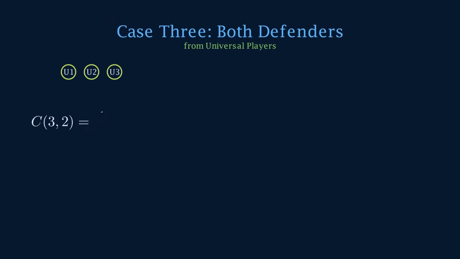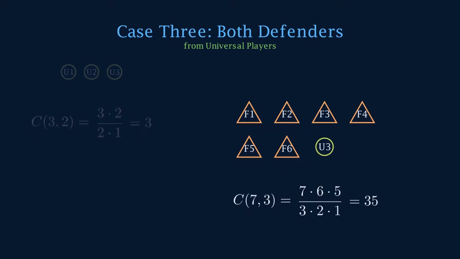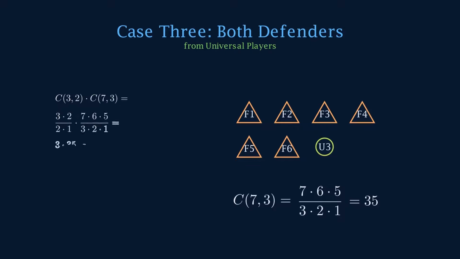Case 3. Both defenders from universal players. For this case, write 3 choose 2. This means we select 2 defenders from the 3 universal players. With 2 universal players now used as defenders, only 1 universal remains for the forward positions. Therefore, the forward pool consists of the 6 dedicated forwards plus 1 universal, making 7 players in total. Multiply the defender choices, 3, by the forward choices, 35. 3 times 35 equals 105.